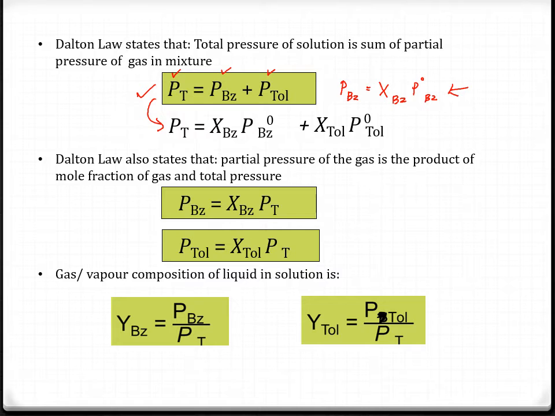Dalton's law also states that the partial pressure of a gas is the product of the mole fraction of the gas and the total pressure. So we have the partial pressure of benzene is equal to the mole fraction of benzene times the total pressure. The same goes for the partial pressure of toluene. The gas or vapor composition of a liquid in solution, symbolized as Y, Y benzene is equal to the partial pressure of benzene over the total pressure. The same goes for the gas composition of toluene.